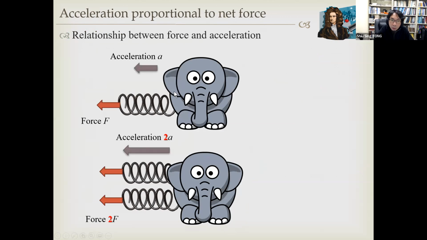Now, suppose we apply a force on the elephant, and its acceleration is A. How about if I use the same spring and now apply 2 springs on the elephant? I'm producing a force of 2F. What would the acceleration be? According to Newton's law, the mass of the body doesn't change, so I expect the acceleration to be double, right? And if I use 3 springs, then I would get 3 times the acceleration. So in this case, the force and acceleration are proportional to each other. That's how we know about Newton's second law.